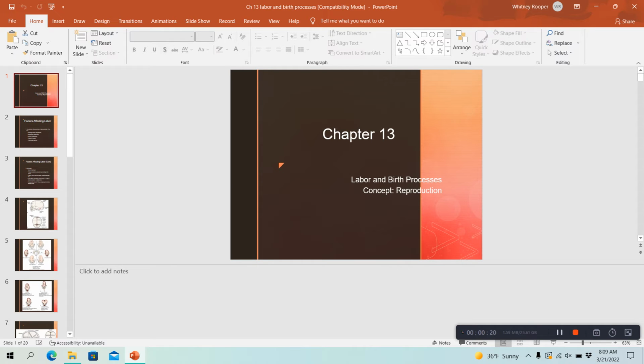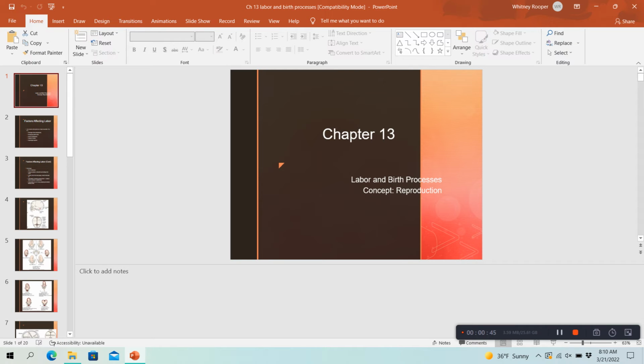Okay, so this chapter talks about labor and birth processes. And by processes, I don't want to say manual processes, but a little bit more of the mechanics of labor and delivery. The next chapter, chapter 14, is pain and comfort in labor, basically. Neither one of these are really long chapters.